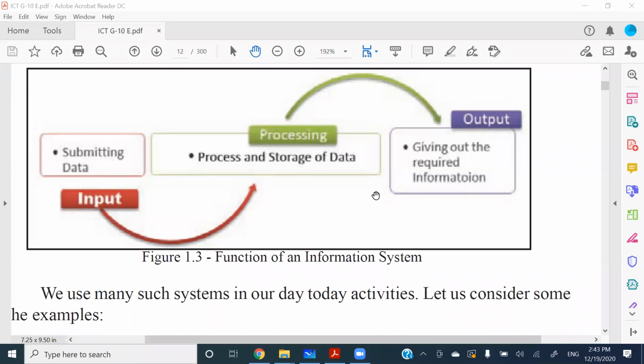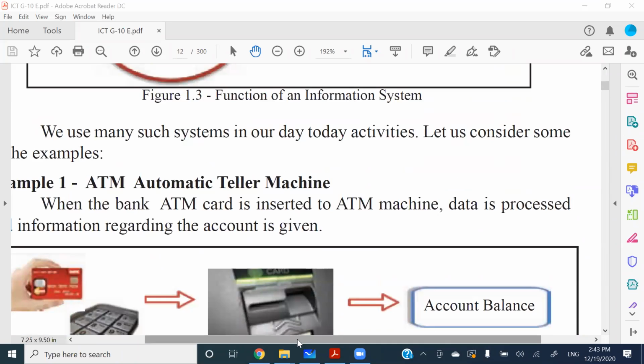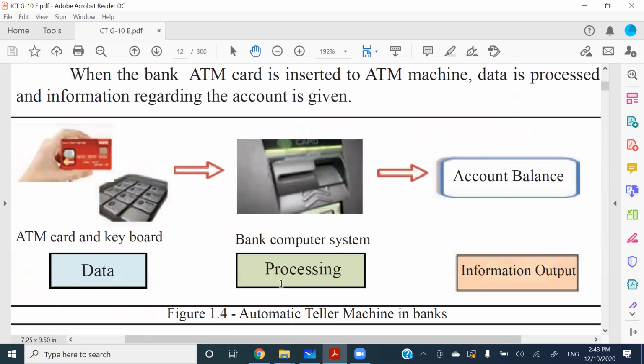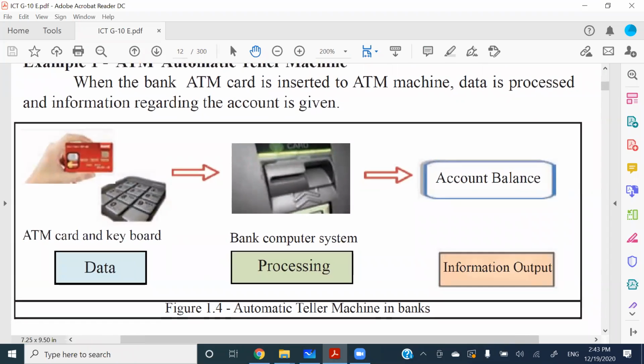So now we are going to discuss where the information systems can be found in our day-to-day life, right? So there are many places. Hold on a second. I need to zoom out a little bit.